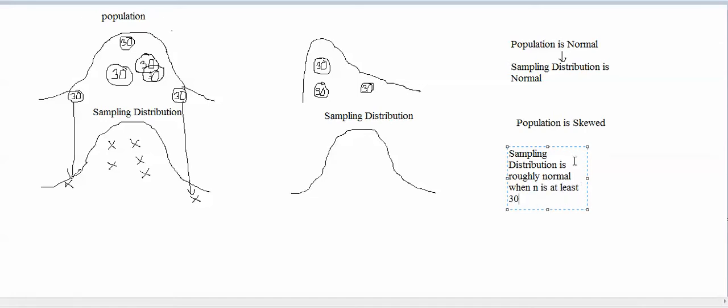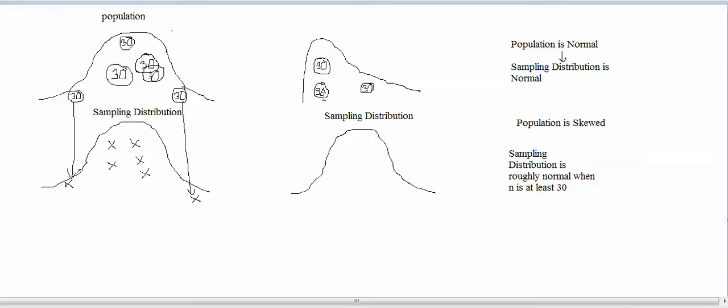Like I said, the bigger the sample size we use over here, the more normal the sample means will end up becoming in the sampling distribution. But if you use a sample of 30, that's the sample size that's generally big enough for the samples to be roughly normal.